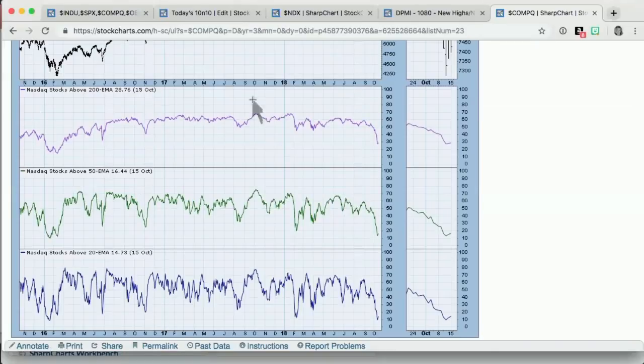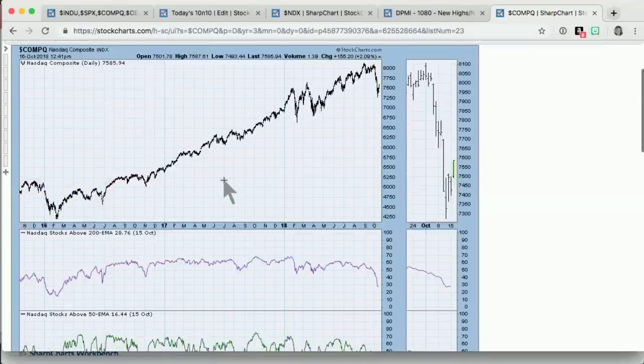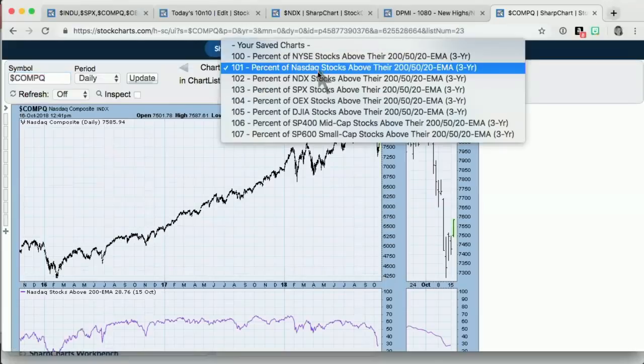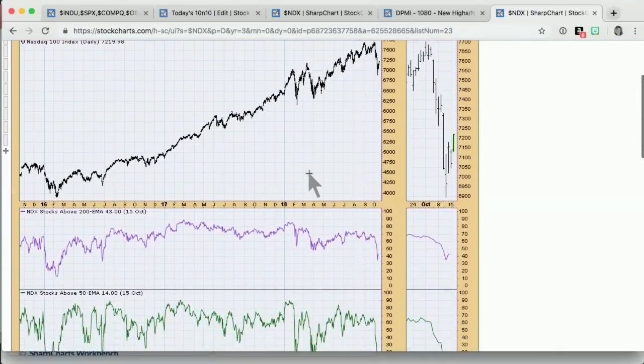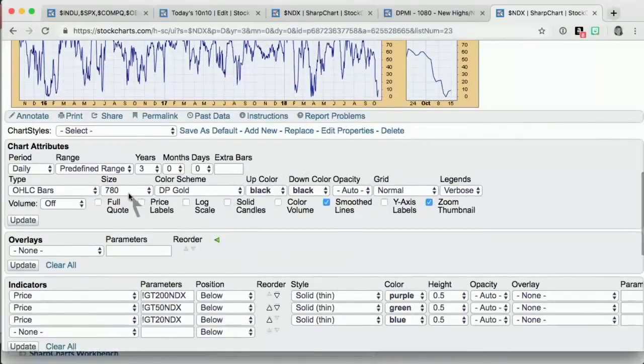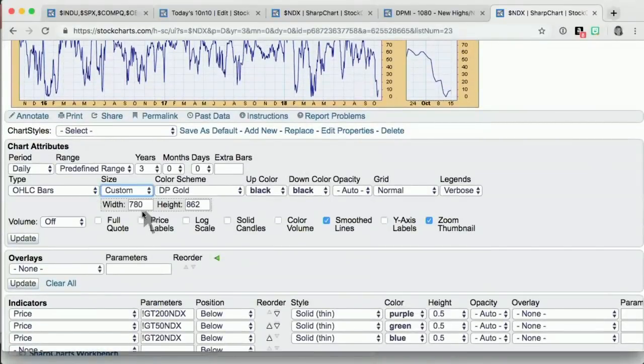You have the short term here. Actually, it goes the other way. Longer term is on top: how many stocks are above their 200-day EMA, how many are above their 50, and how many are above their 20 within, in this case, just the Nasdaq. Let's go ahead and look at the Nasdaq 100 since I did say we would stick to that one today. And I'm going to make this smaller so we can all see it better.